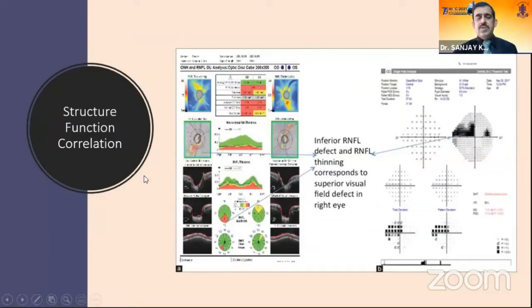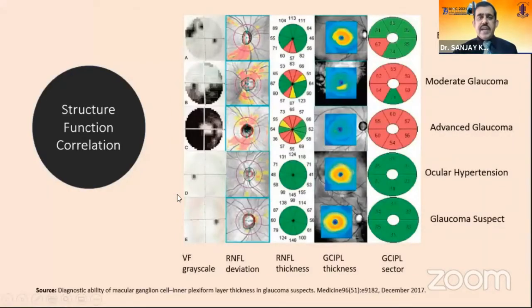Usually the defects seen on OCT are very well correlated with the visual field defects. Over here is an example of inferior RNFL defects seen on OCT, which is very well correlated with the superior visual field defect. With the ganglion cell complex coming into the picture, we can also correlate it very well with the visual field and the RNFL. And over here, this table shows how very well all the three are correlated in different stages of glaucoma.